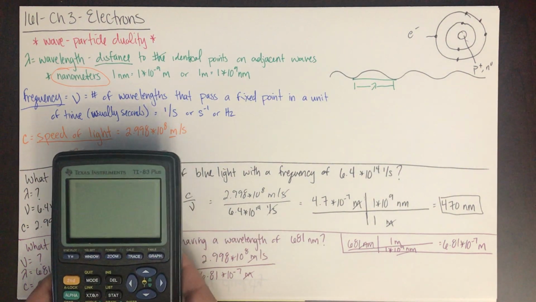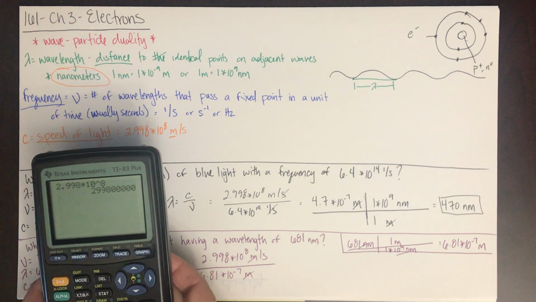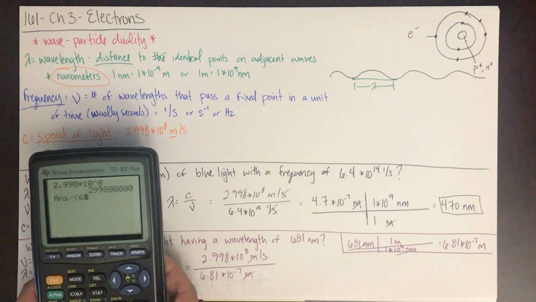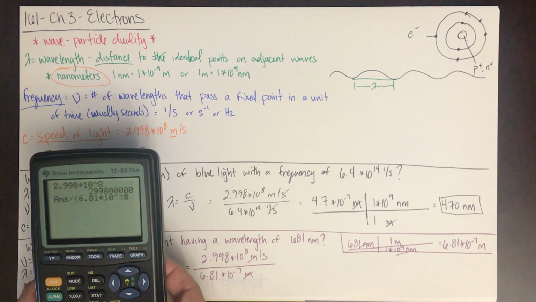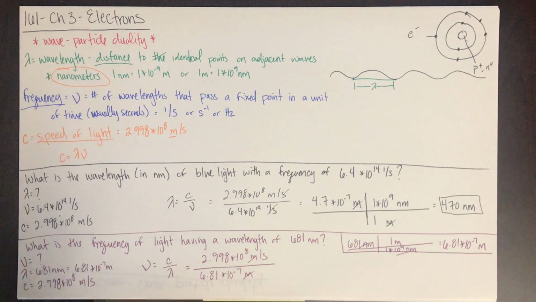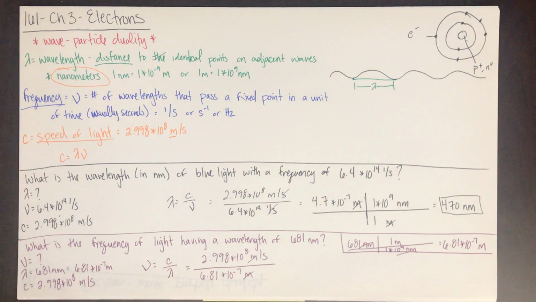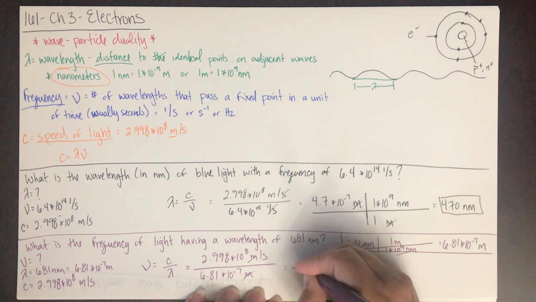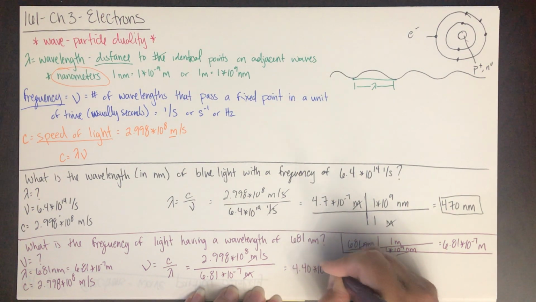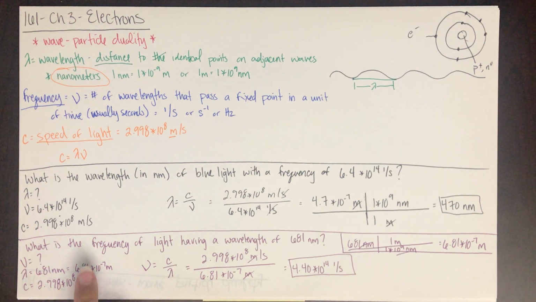So let's say 2.998 times 10 to the 8th divided by 6.81 times 10 to the negative 7th, and I get about 4.40 times 10 to the 14th, 1 over seconds, or seconds to the minus 1, or hertz, whatever you want. But that would be the frequency with a wavelength of that distance.